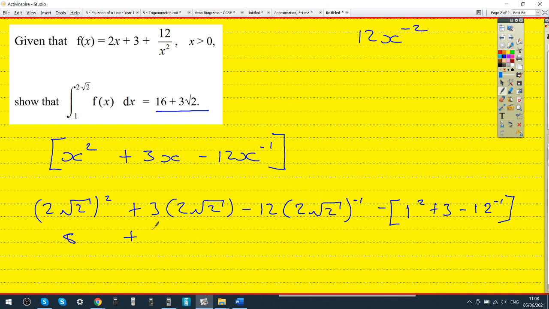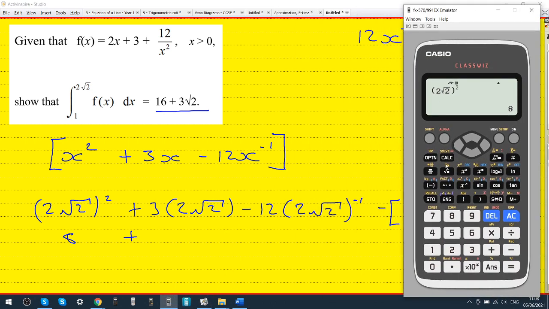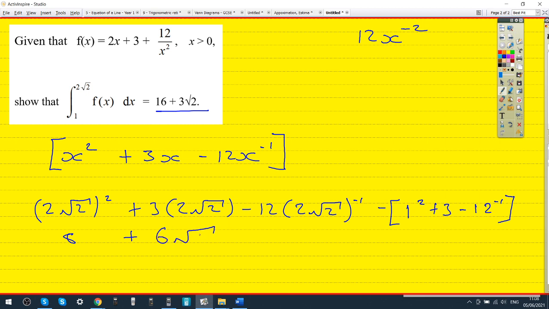Okay. This one. That's 6√2. That is 6√2. I'll see this one to the -1. So that is 6√2 minus 3√2. And then this whole bracket here, you'd put that in, and then you could write at the end, 16 plus 3√2.